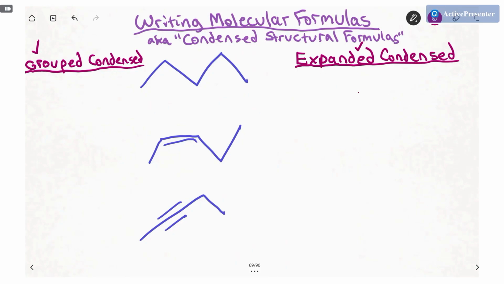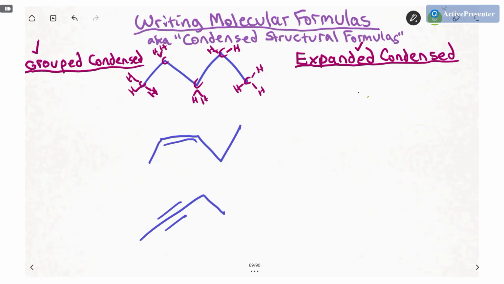The expanded condensed is the very basic one, where in the case of this molecule right here, we have a carbon and a carbon and a carbon and a carbon and a carbon. And we know that there are invisible hydrogens coming out of each of these carbons. So carbon always has 4 bonds, right? So here are the invisible hydrogens that we don't normally write in these skeletal structures. But let's look at this first one.